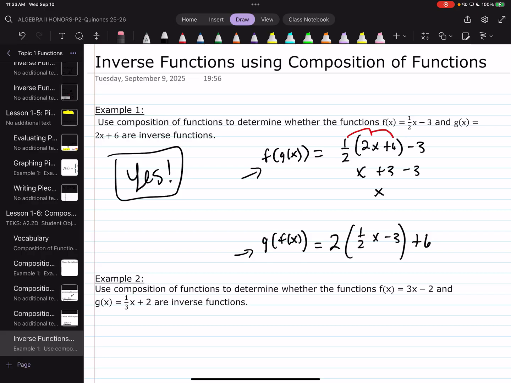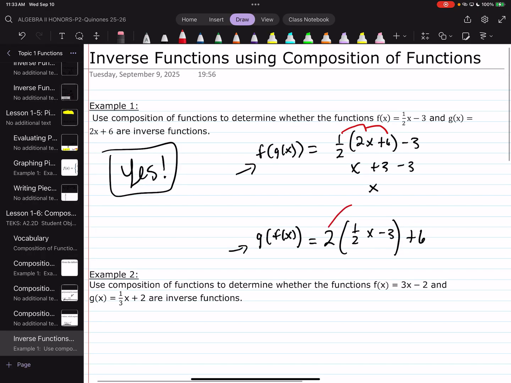So let's do it here. Distribute, distribute. We get 2 times 1/2. That gives me 1, so x. 2 times -3 gives me -6 plus 6. This gives me x. So yes, they're inverses of each other because they both equal x.